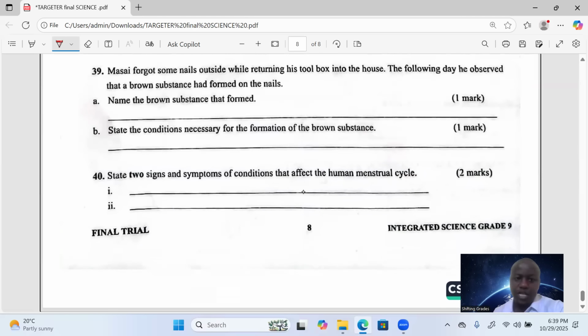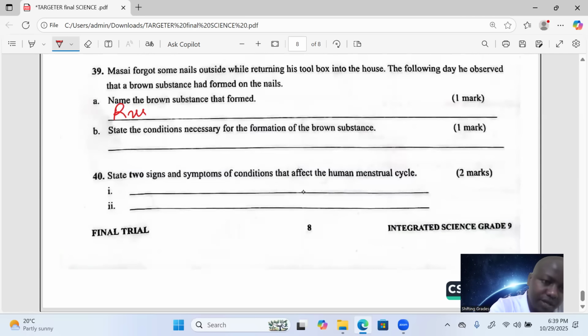Now, Masai forgot some nails. Masai is the name of a person, sorry, not a tribe. Masai forgot some nails outside while returning his toolbox into the house. The following day, he observed that a brown substance had formed on the nails. Name the brown substance that formed. This is what we call rust.